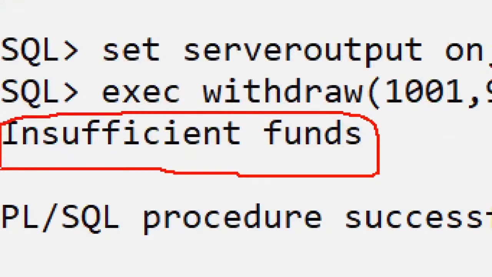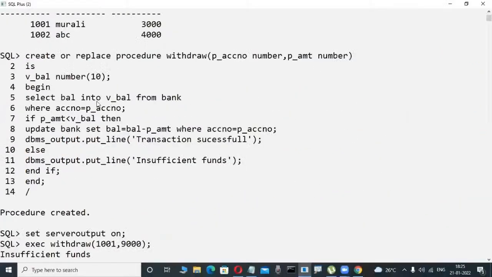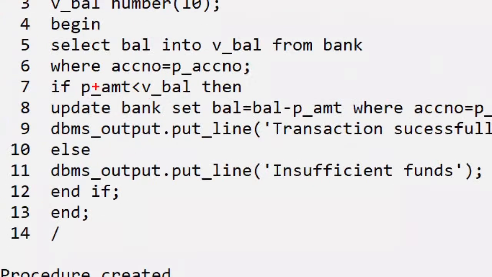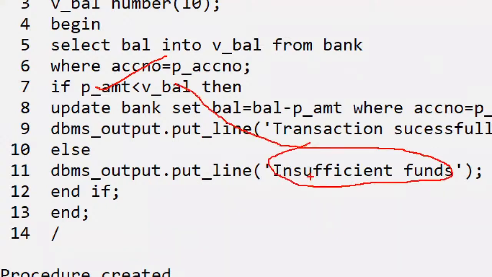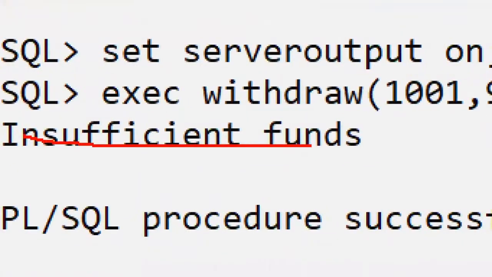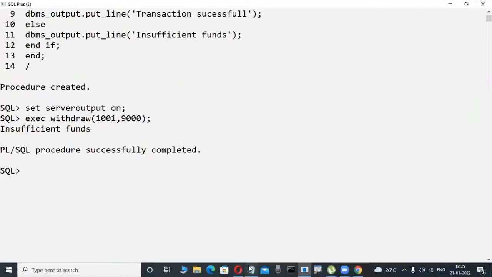How is it possible? This coding is executed, whatever I'm writing. Your amount is more than the available balance, that's why insufficient funds only. It will display the message or not. Yes. Now, for example, observe the logic. Insufficient funds is a message, it will be displayed or not? Yes. Now check it out.